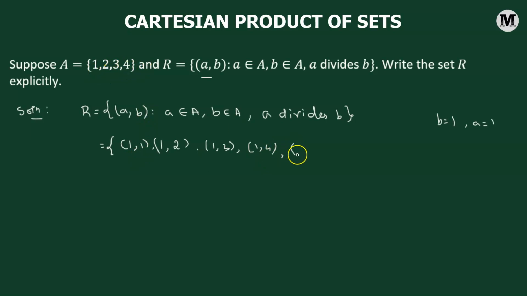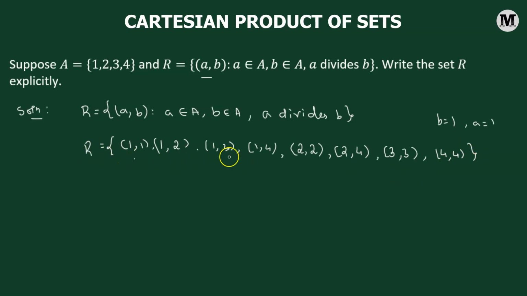If we choose our next element to be 2, then what should be the value of b such that 2 divides that element? So b can be equal to 2, because 2 divides 2. So (2, 2) is going to be one of the ordered pairs. Then we can choose (2, 4) because 2 divides 4. Next, we can pick (3, 3) because 3 divides 3. And then we have (4, 4), so 4 divides 4. So this is going to be the set R.